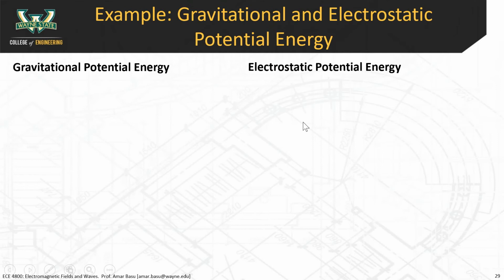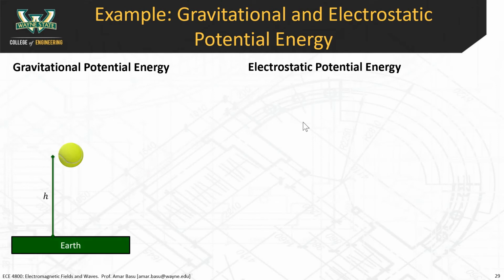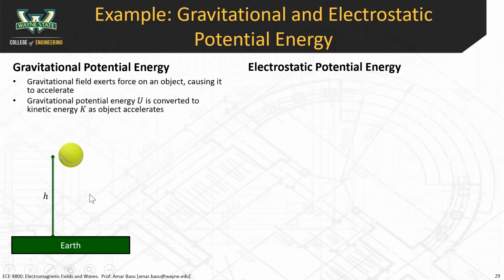Good. All right, so we went over this before, but I just want to touch on it again to remind you of what the concept of potential energy is. Just imagine that you have a tennis ball that's at a certain height above the Earth. You release that tennis ball, and the gravitational field will exert a force on an object, causing it to accelerate. And so whatever gravitational potential energy that tennis ball had is then converted into kinetic energy as the tennis ball accelerates. So at any point in time, the total energy of the system, E, is equal to the kinetic energy plus the potential energy.